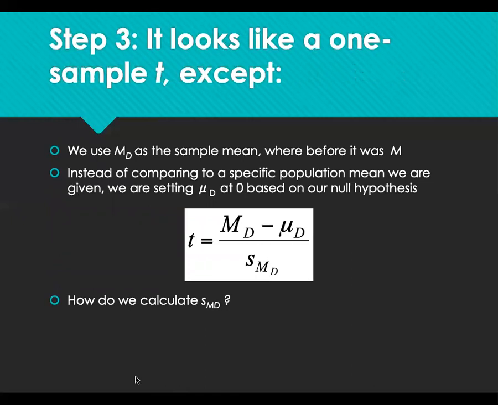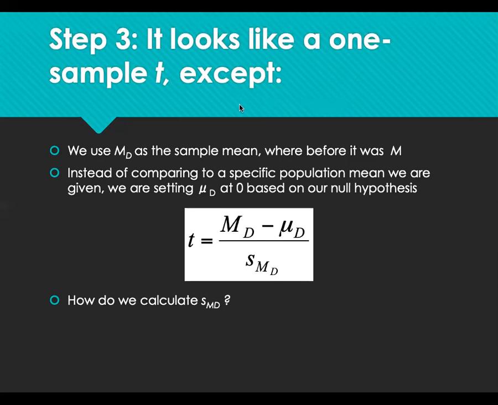So we're going to use the mean difference as the sample mean. And remember, before it was just the mean, right? And instead of comparing a sample mean to a population mean, we are setting the mean difference for the population at 0, based on our null hypothesis, right?